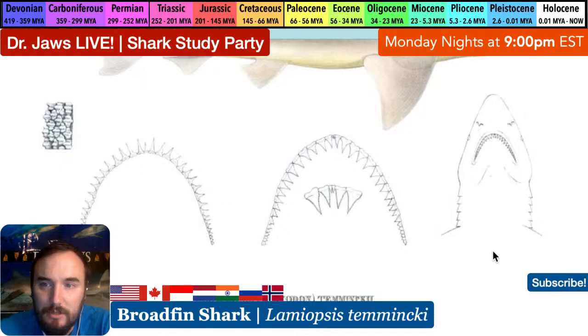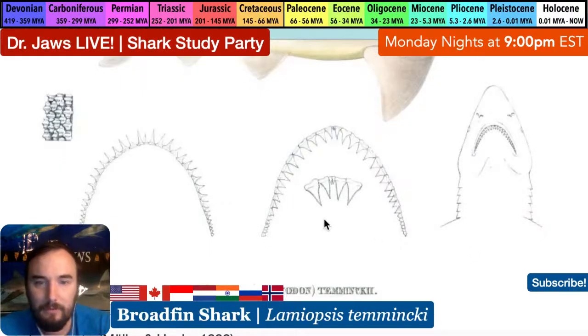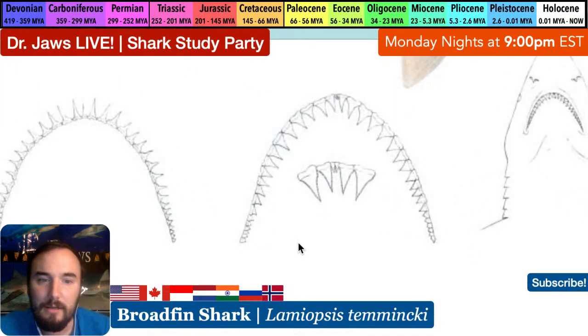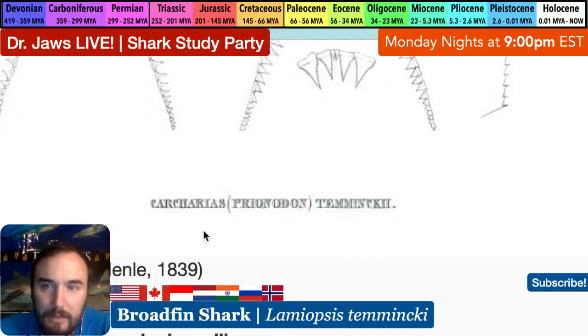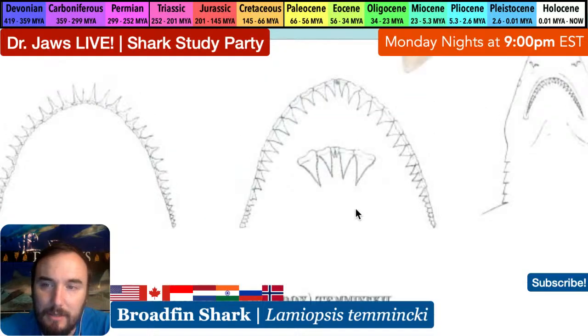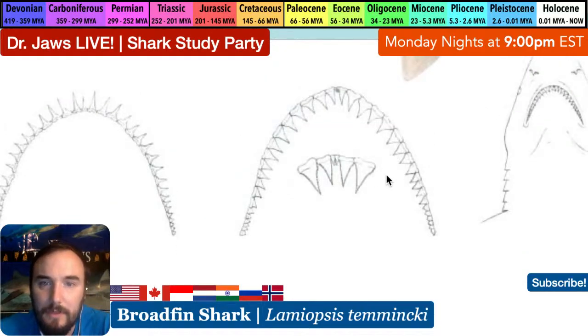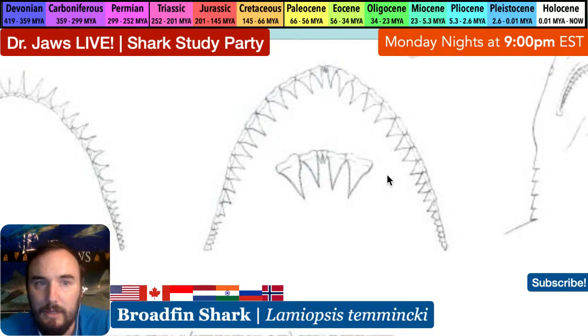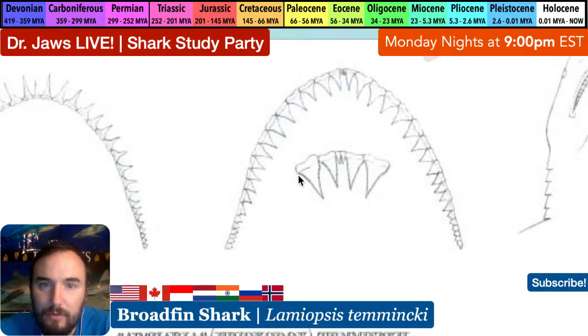Really nice sketch of the teeth here. So we'll see if we can. And this is kind of cool. This is named Carcharias Prionodon temminckii in the original description. So, really wild-looking teeth. Pretty dangerous. Nice triangular teeth. Very pointed. So they almost look like mako shark teeth in the upper jaw.